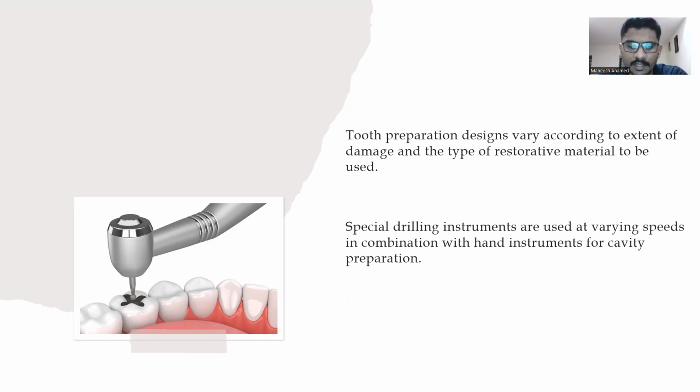And for the dentist, there are special drilling instruments that are used at varying speeds in combination with hand instruments for cavity preparation. We have dental drills which work at different speeds, which are used for removing the defective caries lesion and to prepare the tooth surface. And there are also certain hand instruments besides rotary instruments which are used for preparing the tooth.